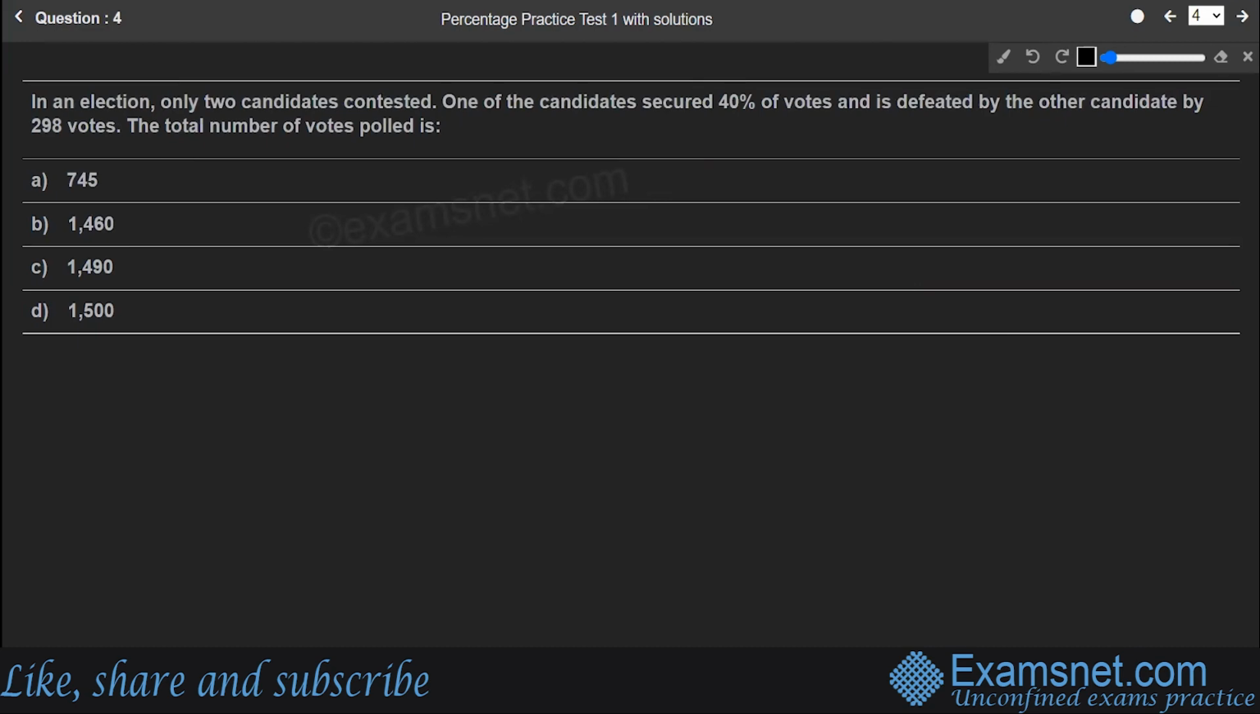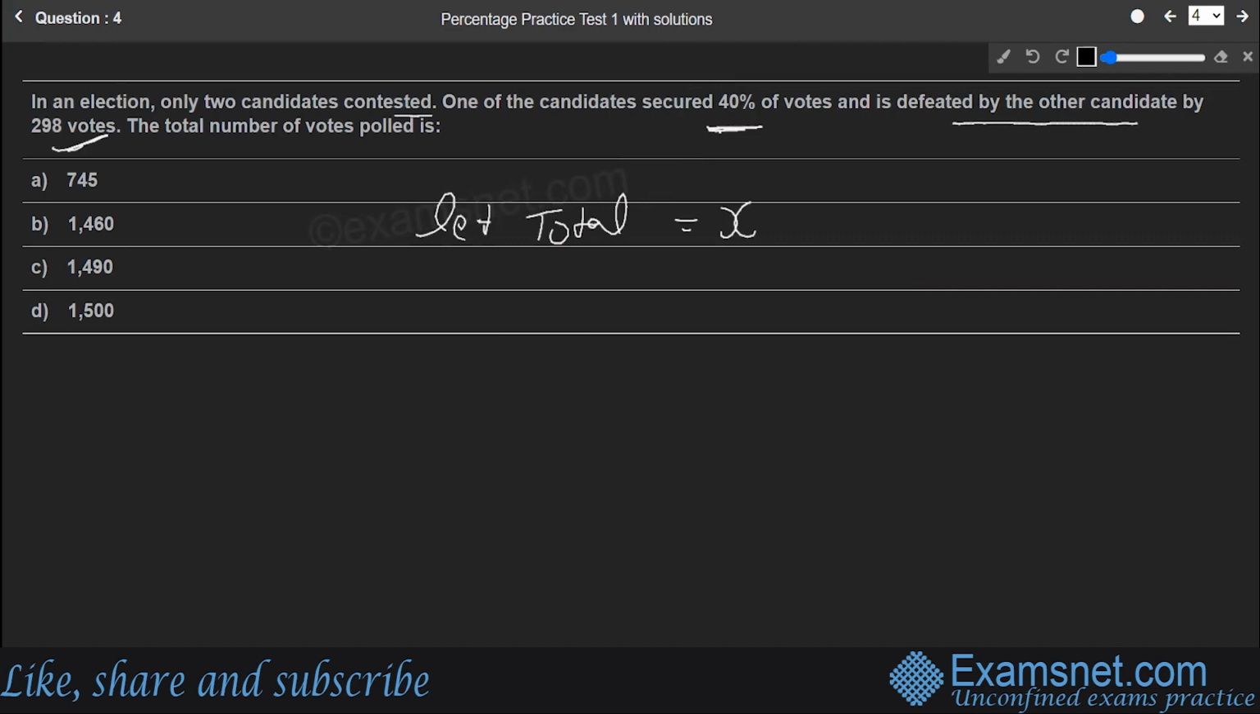In an election, only two candidates contested. One of the candidates secured 40% of the votes and is defeated by the other candidate by 298 votes. Again, the numbers are involved, so we cannot assume anything to be 100. The total number of votes polled: let us first of all assume that the total votes is equal to x. We can start the question by doing this.